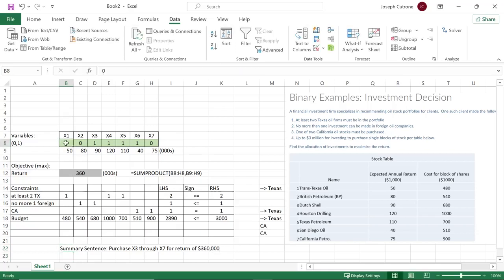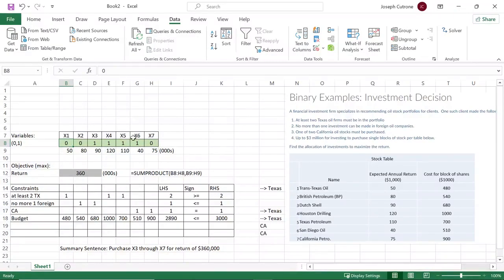Again, play around with this if you want. Turn these zeros and ones and flip around. See if you can beat Solver. You won't be able to. 360 is the absolute max where all the constraints are satisfied. You might be able to find better answers, but you're going to break some of these constraints, which means you lost a $3 million client. That's never a good thing.